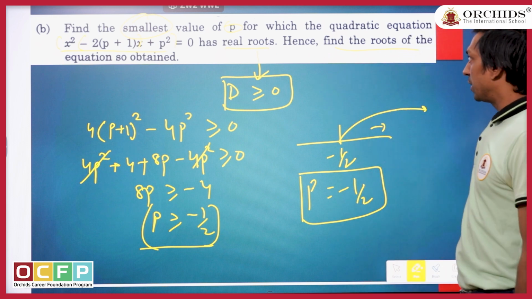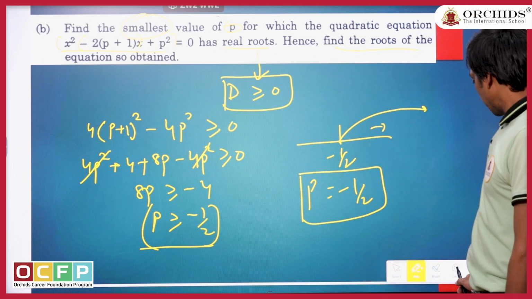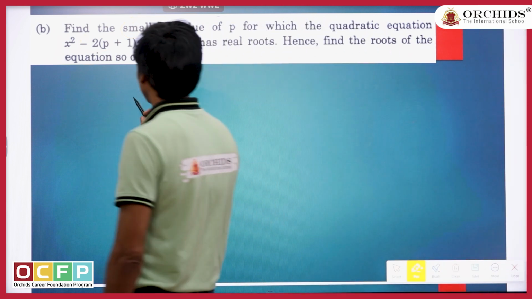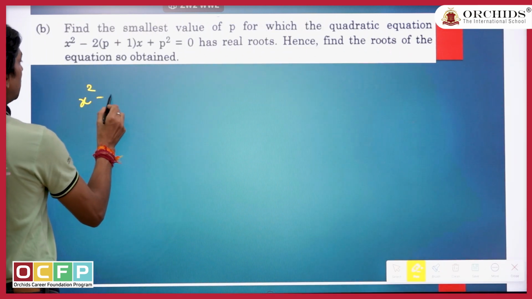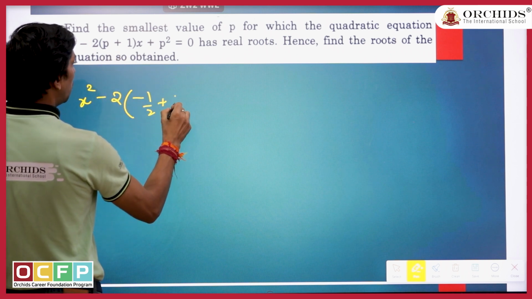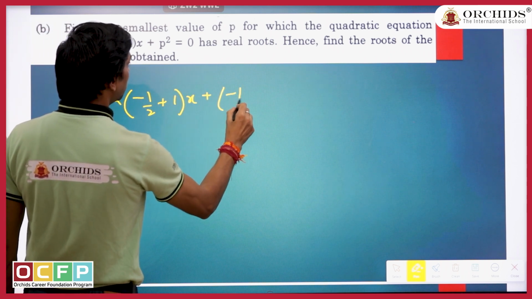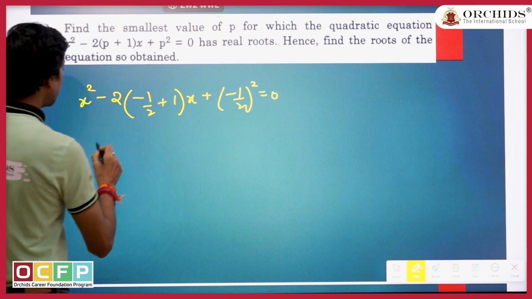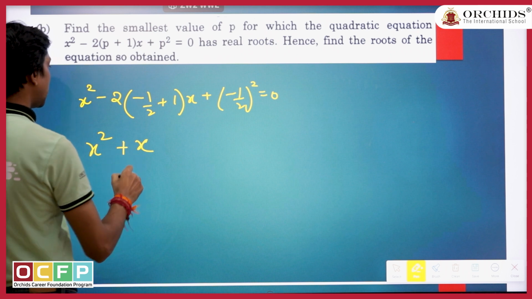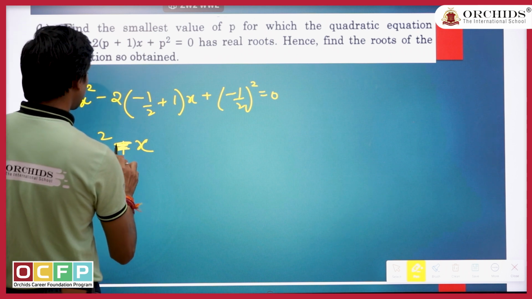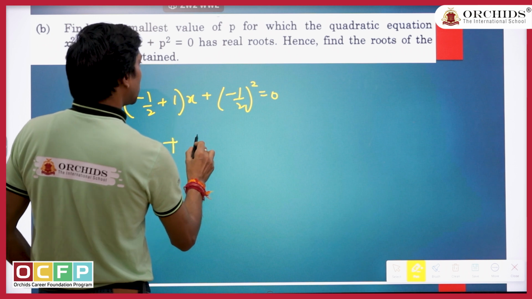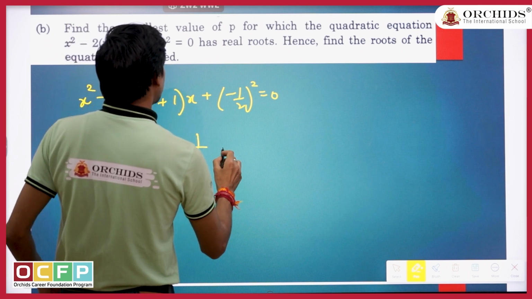So let's substitute the value of P in the equation and see which equation comes out. We'll put P equal to minus 1 by 2 in the required equation. So what will we get from there? X square minus 2 times of P, which is minus 1 by 2, plus 1 times of X, plus minus 1 by 2 whole square, is equal to 0. So the equation becomes X square minus X plus 1 by 4, which is equal to 0.